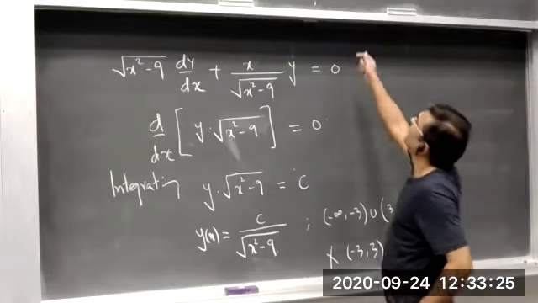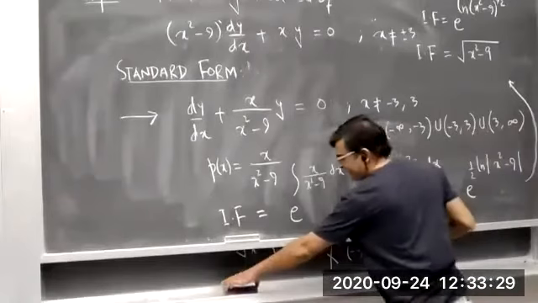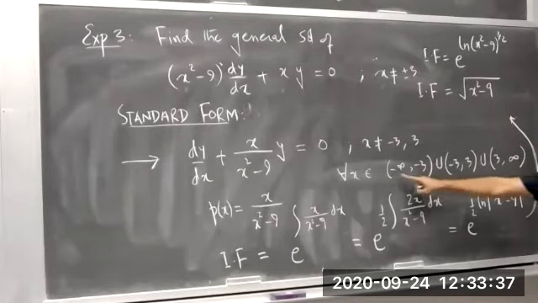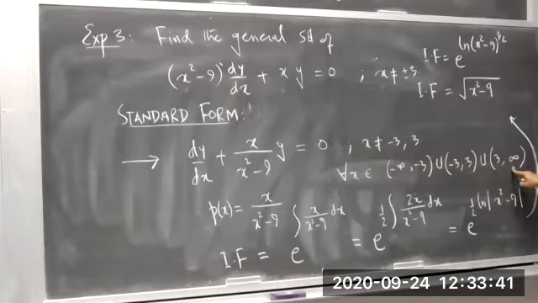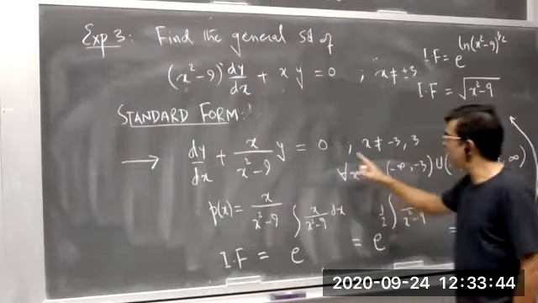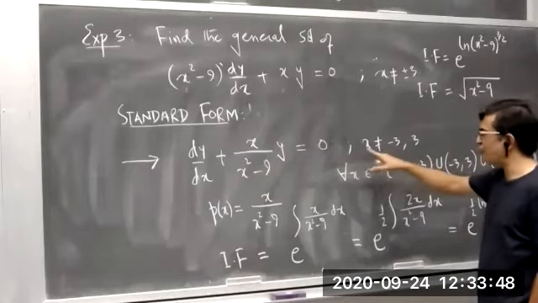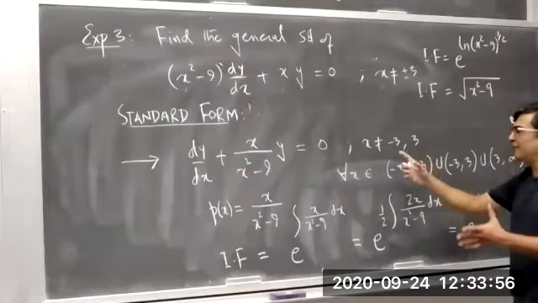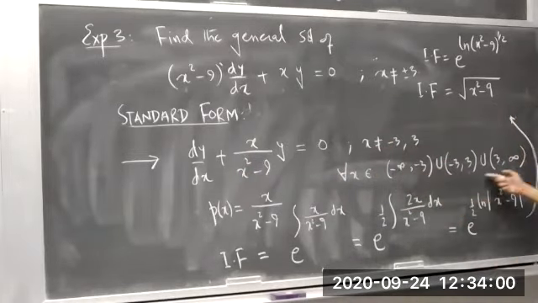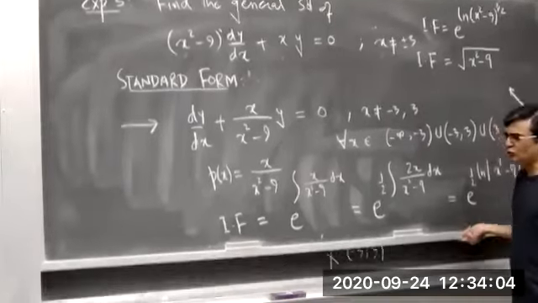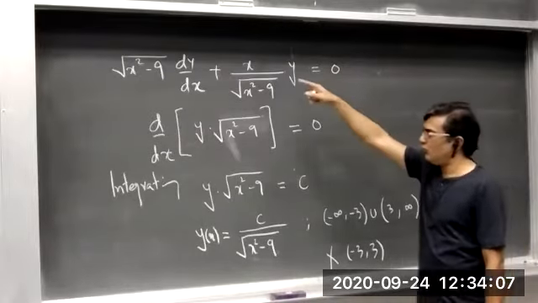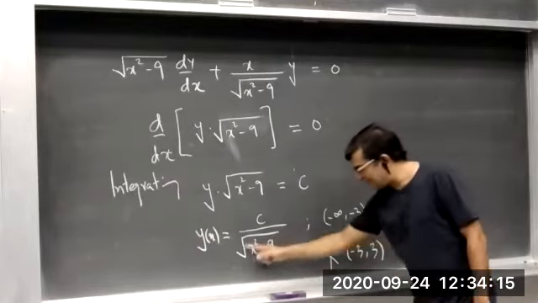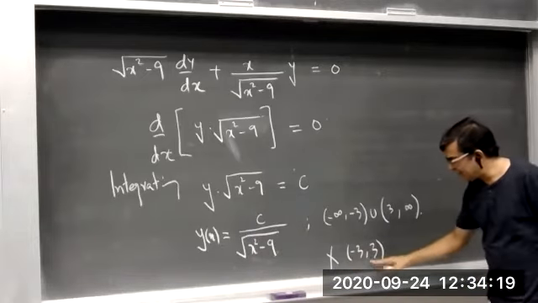Now you can see that the differential equation is defined on the interval minus infinity to minus 3 union minus 3 to 3 and 3 to infinity, because the only values on which this differential equation is not defined are minus 3 and 3. So this differential equation is defined for all real numbers except minus 3 and 3. But for the solution we have obtained, it is c over square root of x square minus 9, so this denominator is not defined on the interval minus 3 to 3.